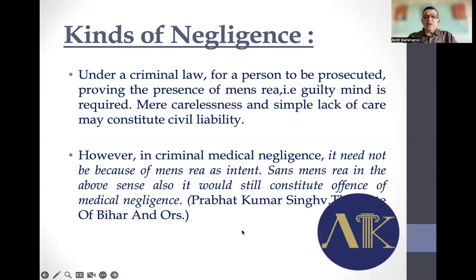Under the criminal law, for a person to be prosecuted, proving the presence of mens rea or a guilty mind is required. Mere carelessness or simple lack of care may constitute a civil liability, but not a criminal liability. However, in a criminal medical negligence, it need not be because of mens rea as intent. Sans mens rea in the above sense would still constitute the offense of medical negligence.